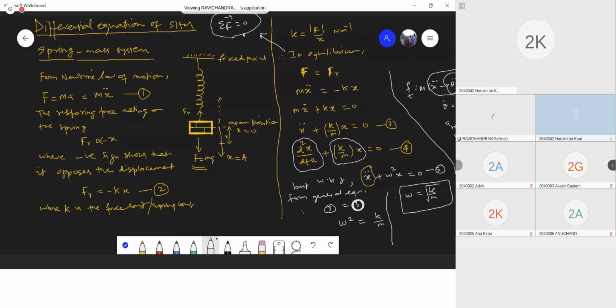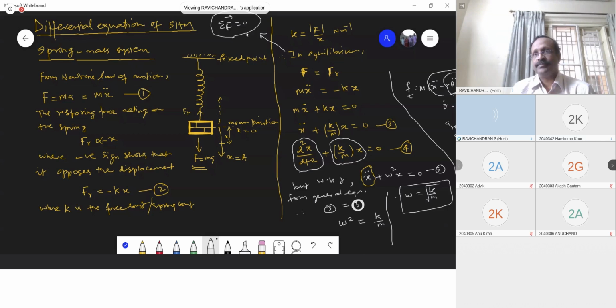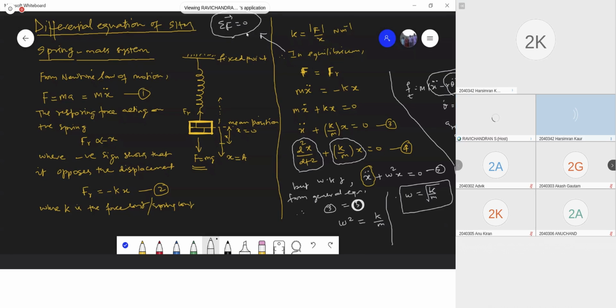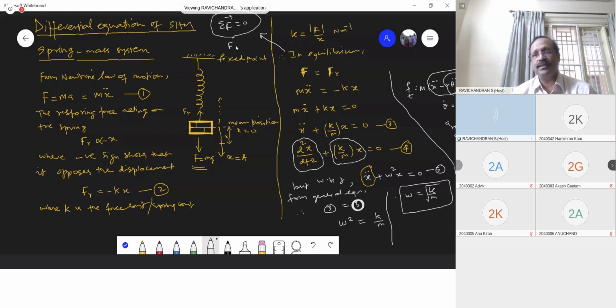The net force acting on the body. Sir, I didn't get what this F stands for here. Is this the weight minus applied force, or what is it? This F is the applied force minus the restoring force, and that must be equal to 0. The sum of these two forces must be equal to 0. That's what I used here. It has become positive because of the restoring force; the displacement is against it.